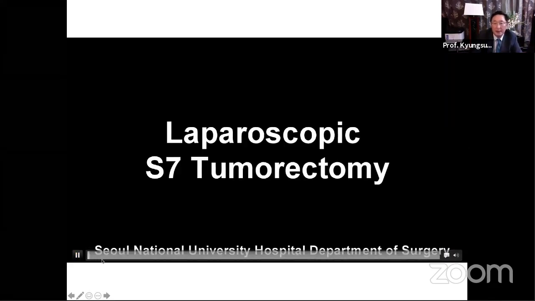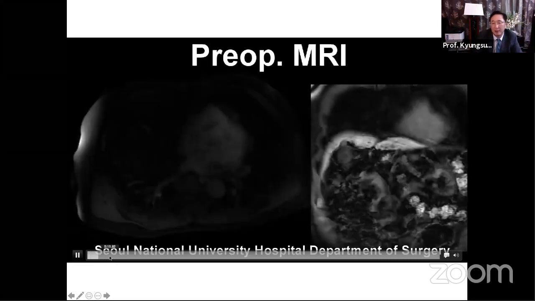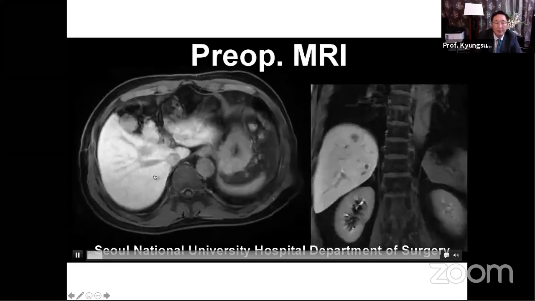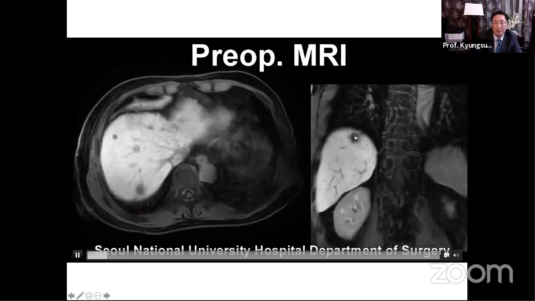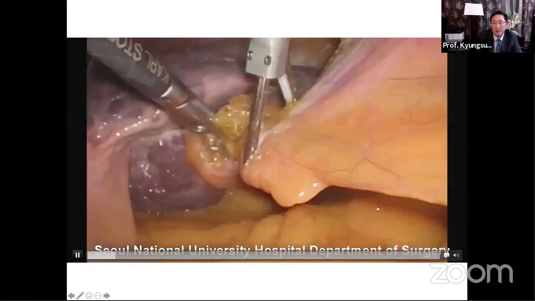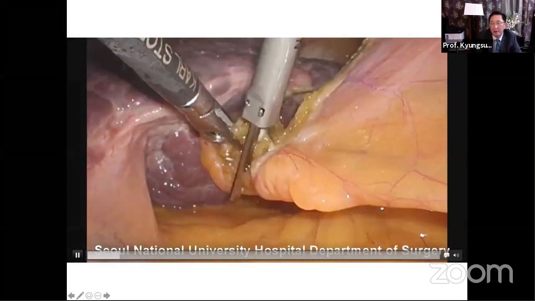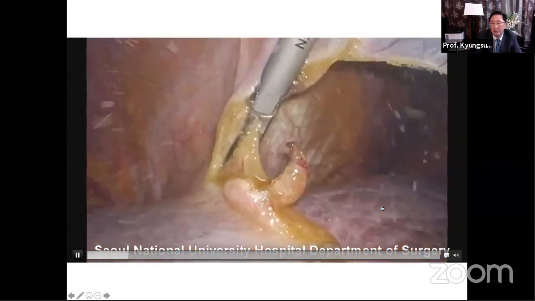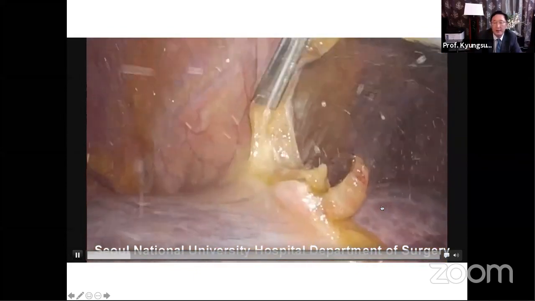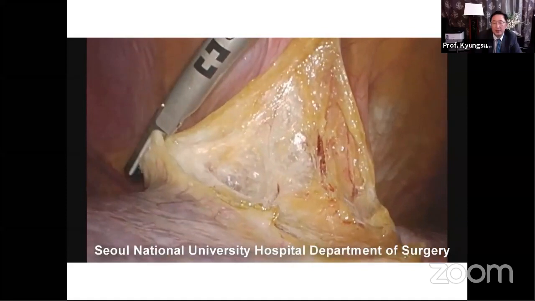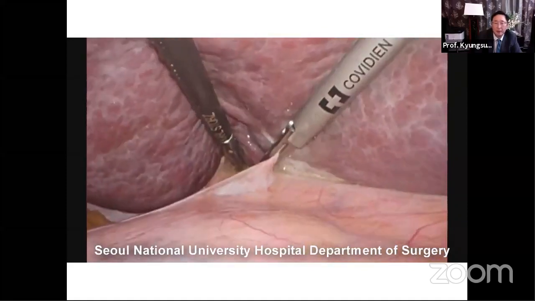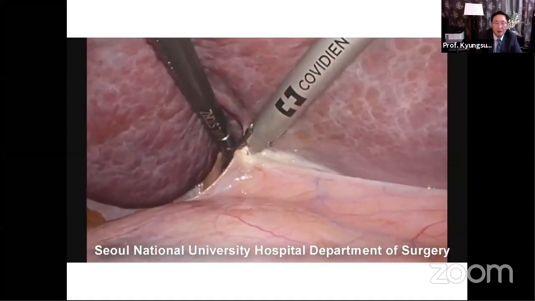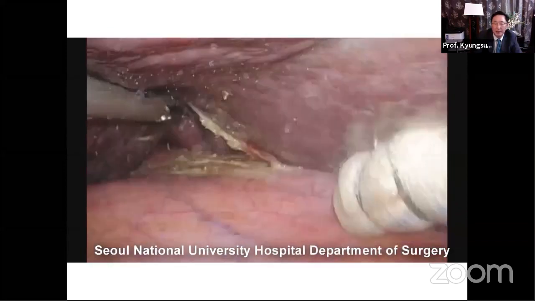This patient has a tumor in segment 7, the very upper part of the liver near the diaphragm. This location used to be a contraindication for laparoscopic surgery, but now it is not a difficult operation thanks to technical advances such as the 3D flexible scope. So now I will show you some operative technique.